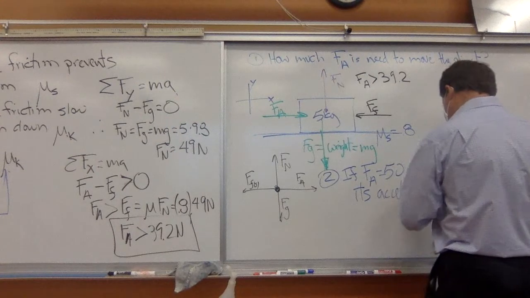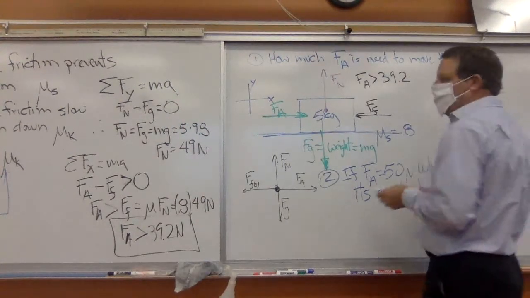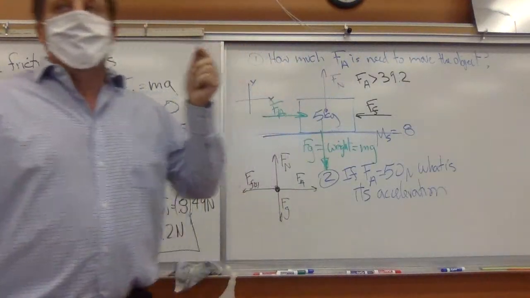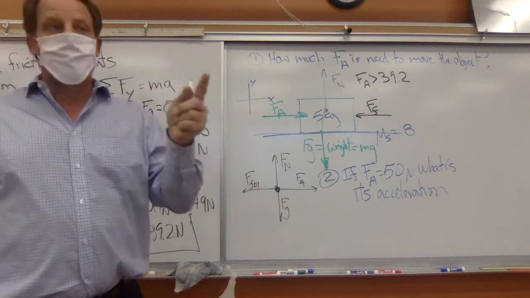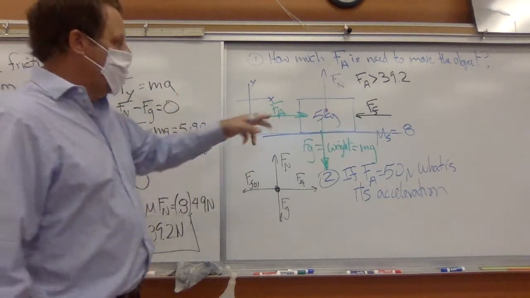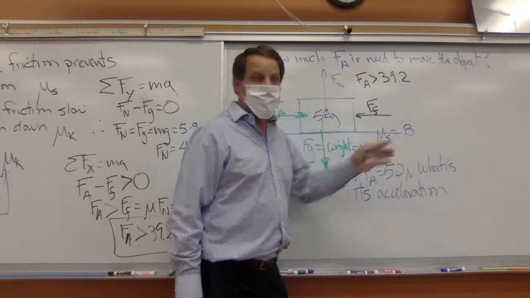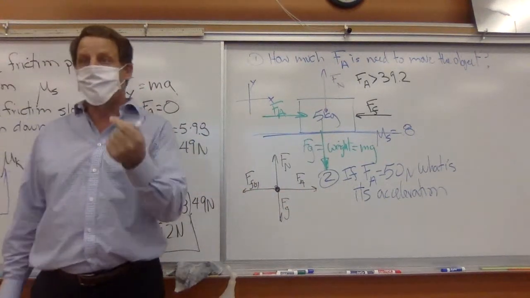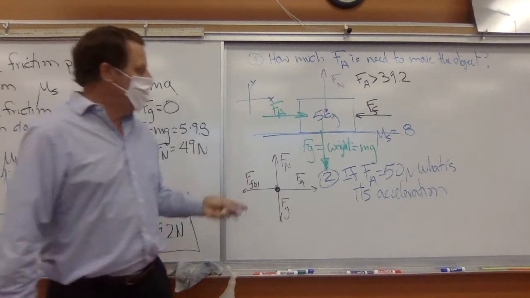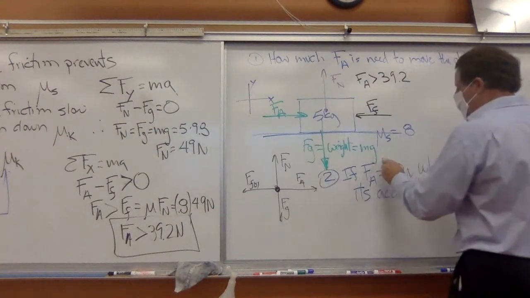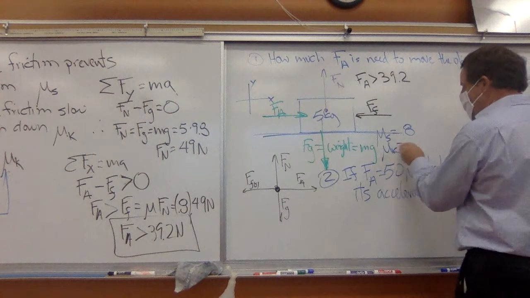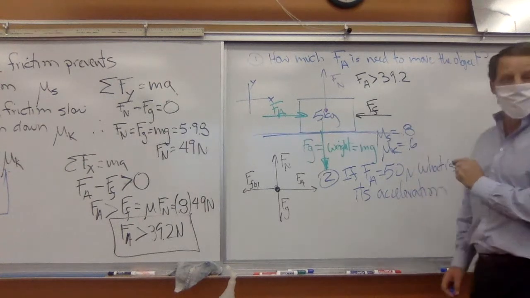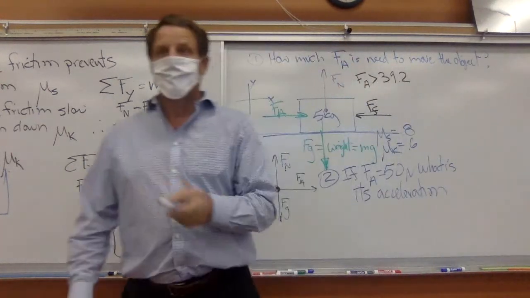what is its acceleration? Now, we already know from what we talked about, the coefficient of static friction is 0.8. But as long as we're greater than 39.2, that object's going to move. So we're going to need to know what the kinetic friction is. So let's say the kinetic friction is 0.6.